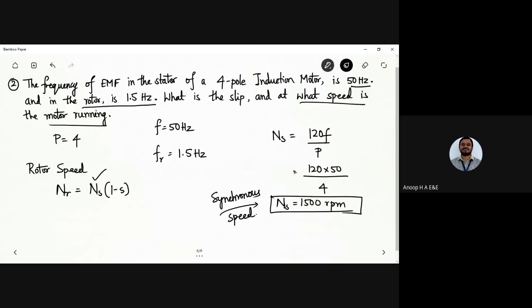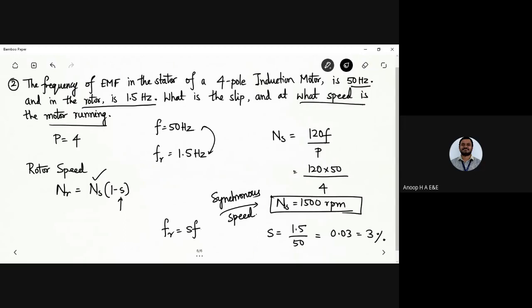We know the relation between rotor frequency and supply frequency: FR equals S into F. So the value of S, which is the slip, is given by 1.5 divided by 50, which is 0.03, equal to 3%.